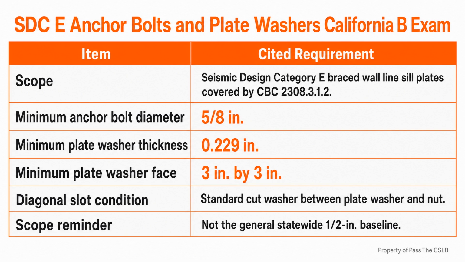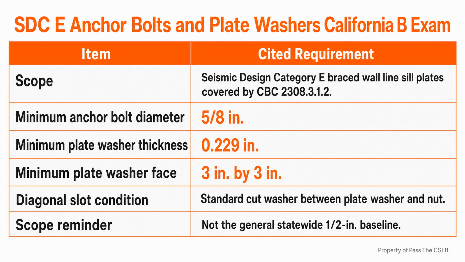The same high seismic provision calls for heavy plate washers in the specified applications. The minimum plate washer is 0.229 inch thick and 3 inches by 3 inches. That larger bearing area spreads the connection force across more wood than a small round washer. Under demanding lateral loading, concentrated steel bearing can crush wood fibers around a small washer. The plate washer reduces that concentration by distributing the load over a wider area.